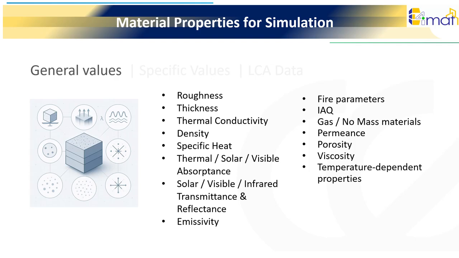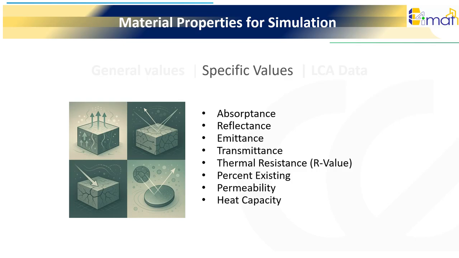We also consider how materials interact with solar, visible, and infrared radiation, through absorptance, transmittance, and reflectance values, as well as emissivity. Additional parameters cover fire performance, indoor air quality, and special material types like gases or no-mass layers. Finally, properties like permeance, porosity, and temperature-dependent behavior are also part of the general dataset, providing the foundation for accurate simulations.